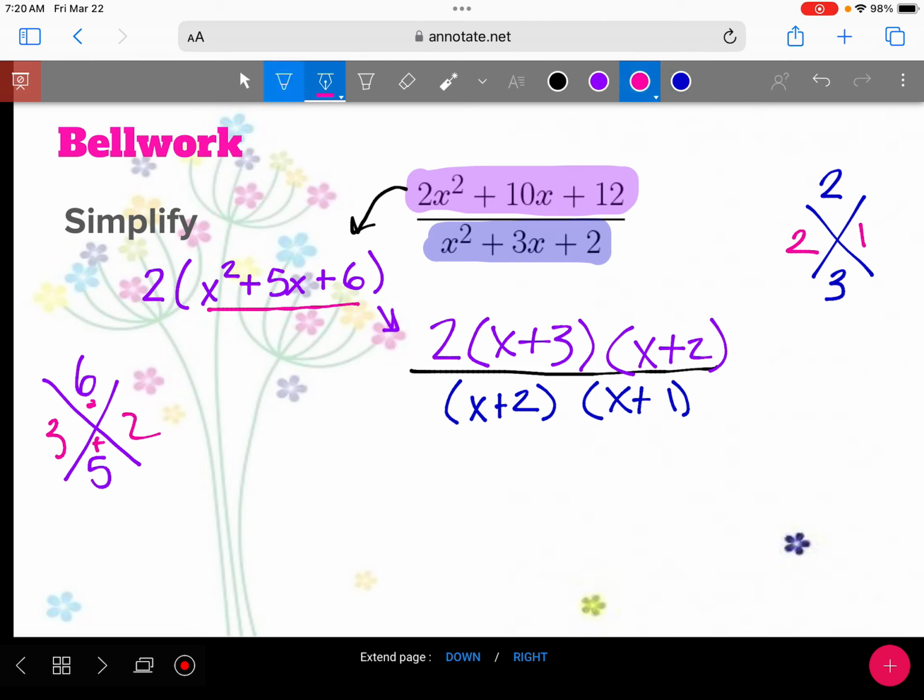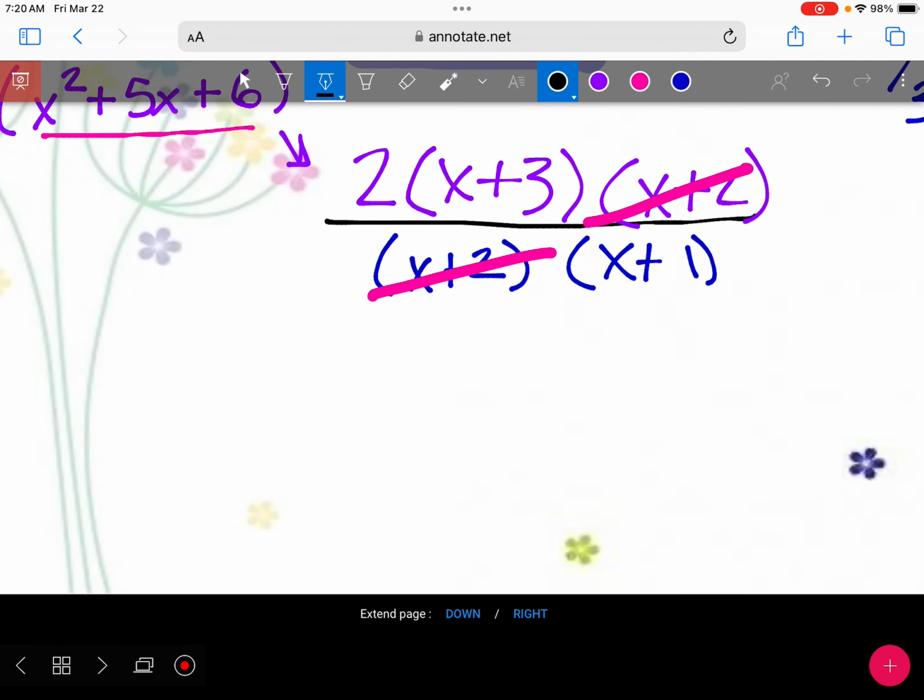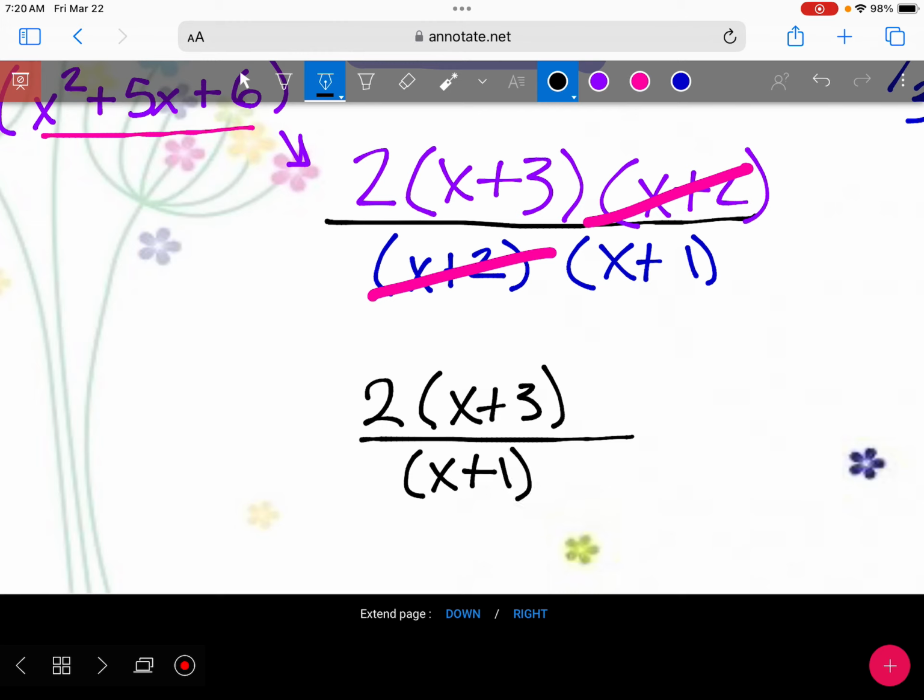And what can simplify here? The x plus 2's can cancel out because there's one on the top and one on the bottom. So our simplified answer is 2x plus 3 over x plus 1. Questions on that one?